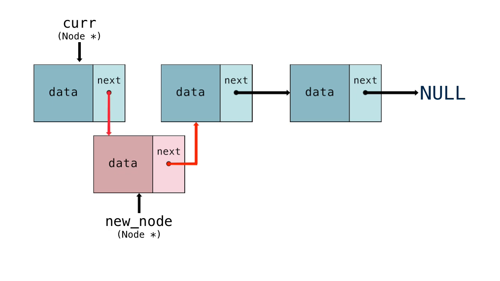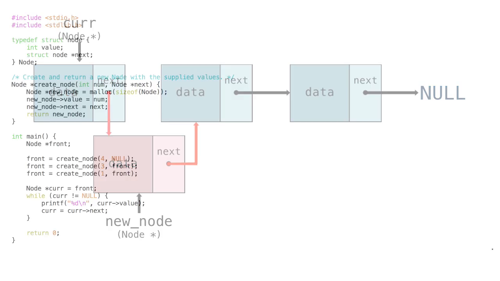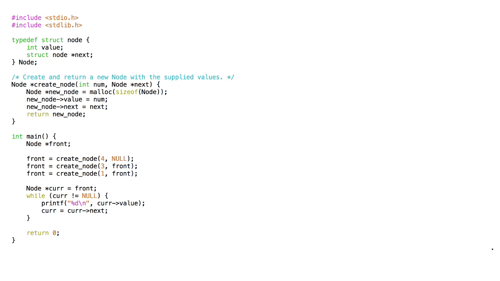Now, let's write some code to complete this insertion. Here's some starter code. It defines a node structure, provides a helper function for creating a new node, and creates the situation from our diagram. We have both a front pointer, the linked list we're inserting into, and 3 nodes with the values 1, 3, and 4. Now we'll need to define our code for inserting into a list.